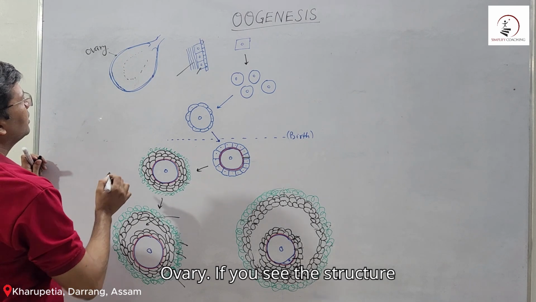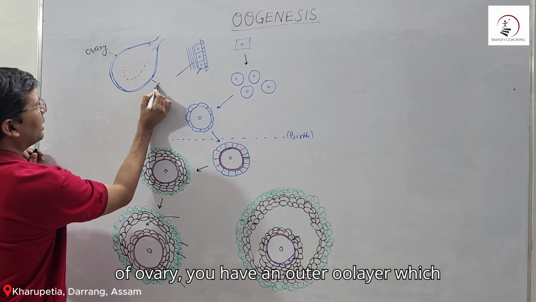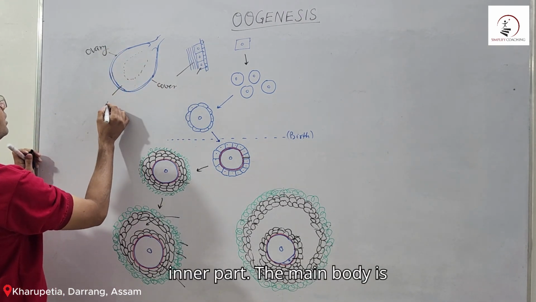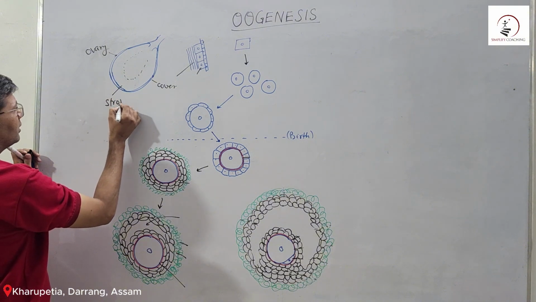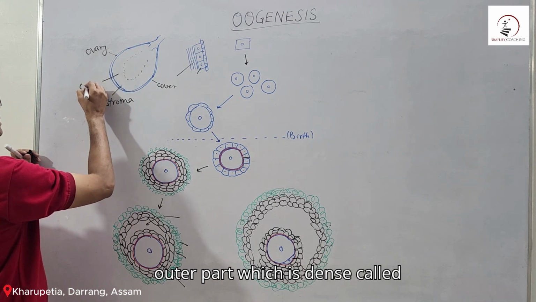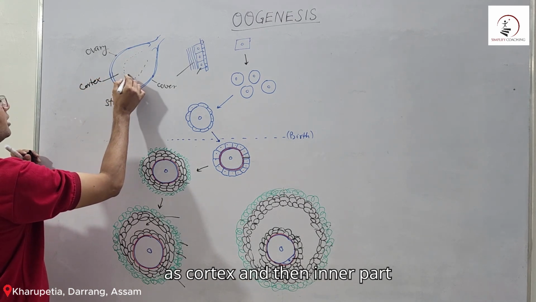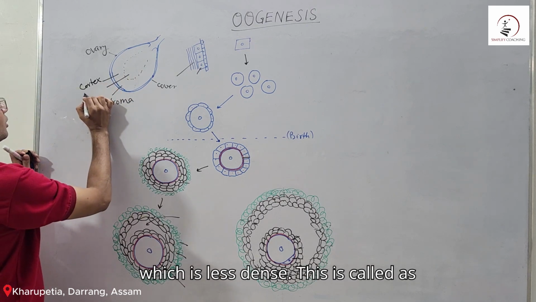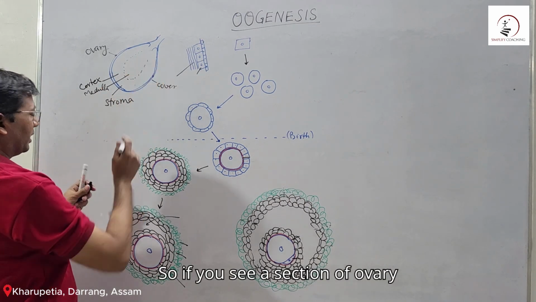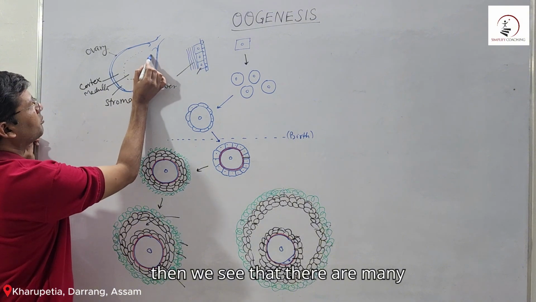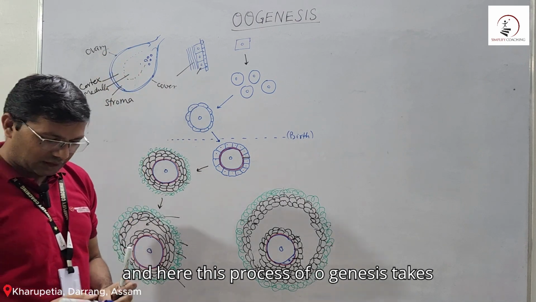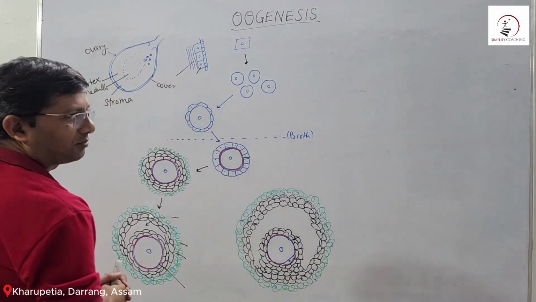If you see the structure of the ovary, you have an outer layer which is called the cover, and the inner part, the main body, is called the stroma. Stroma has an outer part which is dense, called the cortex, and an inner part which is less dense, called the medulla. If you see a section of the ovary, we see many developing structures, and here the process of oogenesis takes place. Oogenesis यहाँ पर हो रहा है.